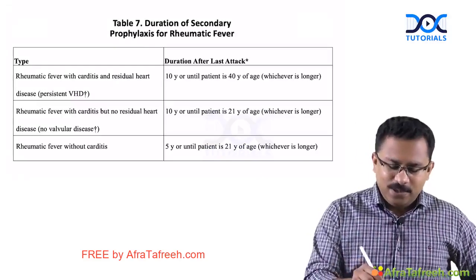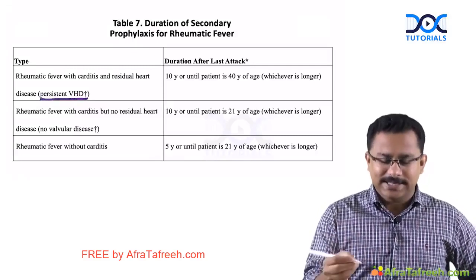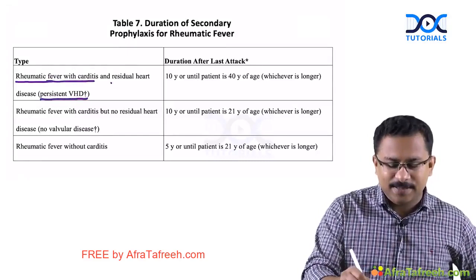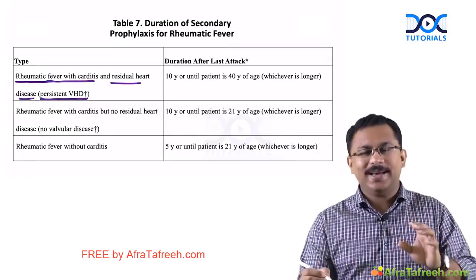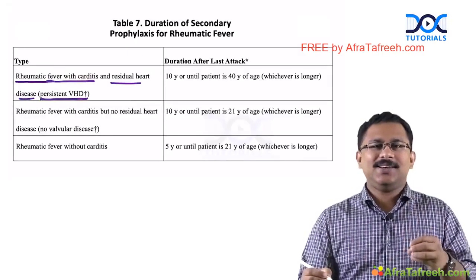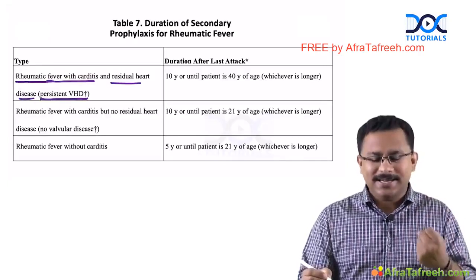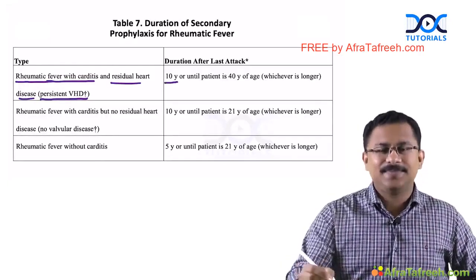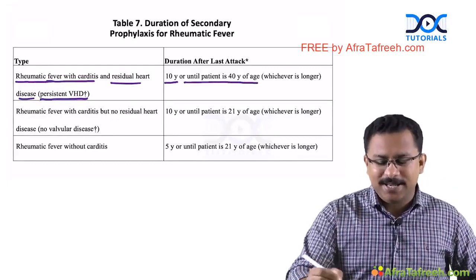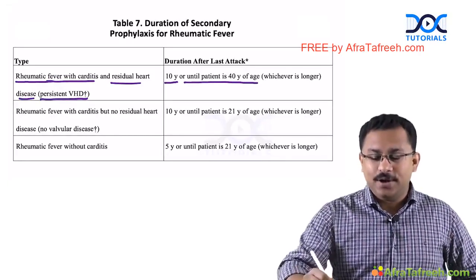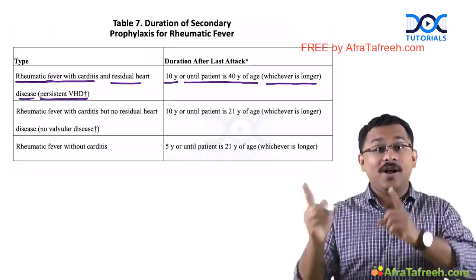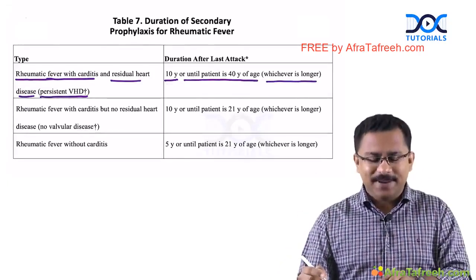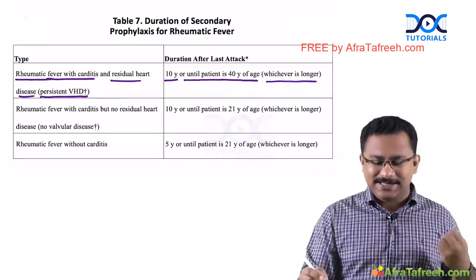So if it is a patient with a persistent valvular heart disease, that is, the patient has had rheumatic fever and carditis, and there is some residual heart disease also, okay. In such patients with a persistent valvular heart disease, the duration of prophylaxis is 10 years or until the patient becomes 40 years of age, whichever is longer, okay. That is the duration of prophylaxis in patients with a persistent valvular heart disease.